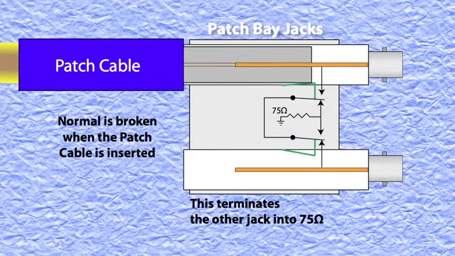When a patch cord is inserted, the normal is broken and the two jacks are not connected anymore. The jack without a cable is terminated into a 75 ohm resistor. The other jack is of course connected to the patch cord.